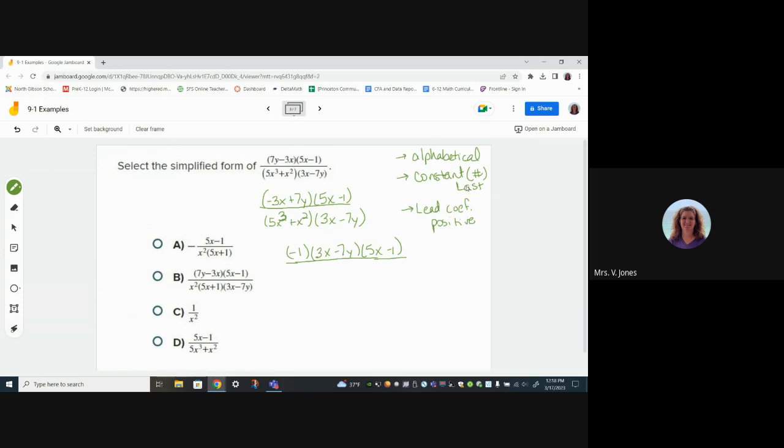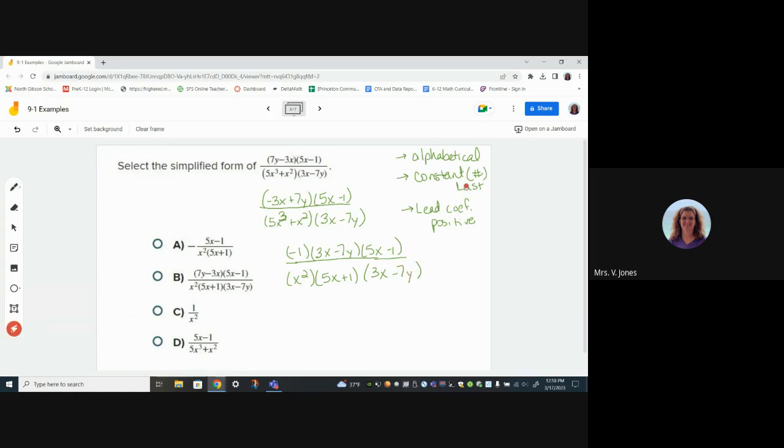On the bottom, we can actually factor out an x squared right there, which leaves us a 5x plus 1. Because if you divide an x squared out of here, you're pulling 2 of the x's out. Divide an x squared there, leaves you nothing, so there's a 1 there. And then I'm writing down the 3x minus 7y again.